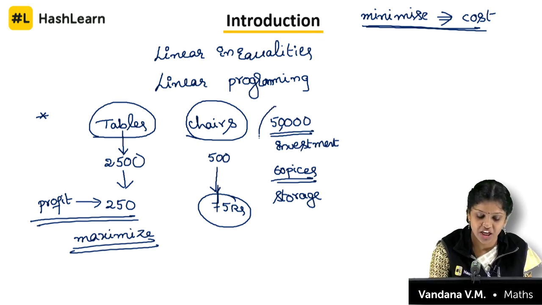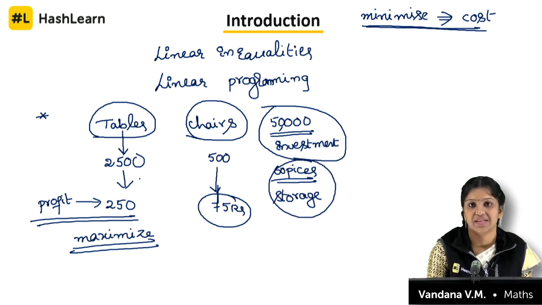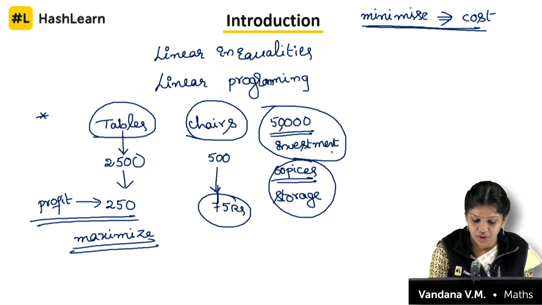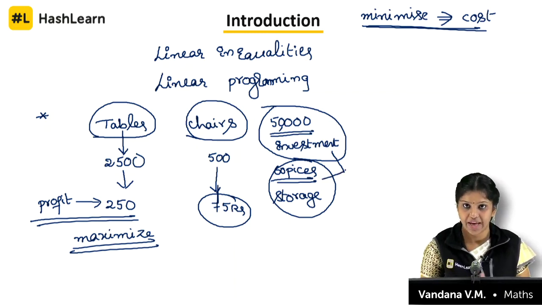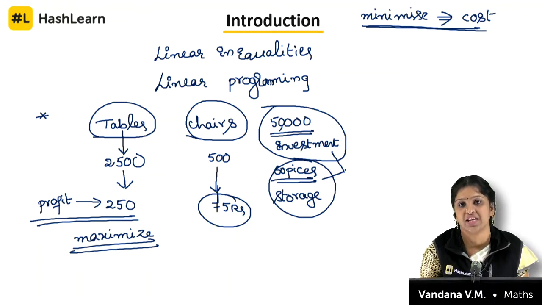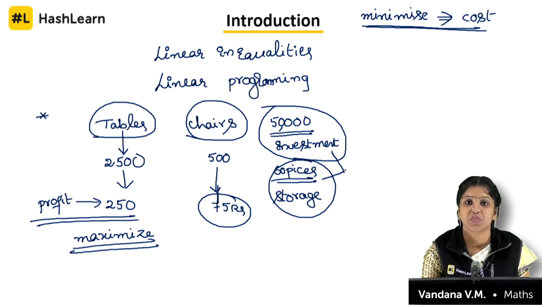What is the first constraint? He cannot invest more than 50,000. The second constraint is he cannot keep more than 60 pieces. So keeping these two in our mind, we should suggest how many tables he has to buy and how many chairs he has to buy. That is our target. This is very important in commerce and management sciences. In regular scientific engineering classes we are not using this, but in management sciences we use it widely. So let us learn this.